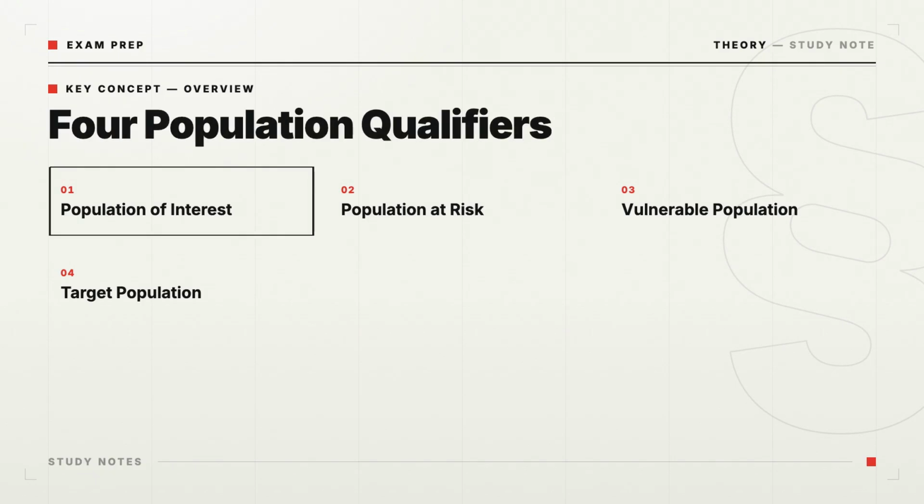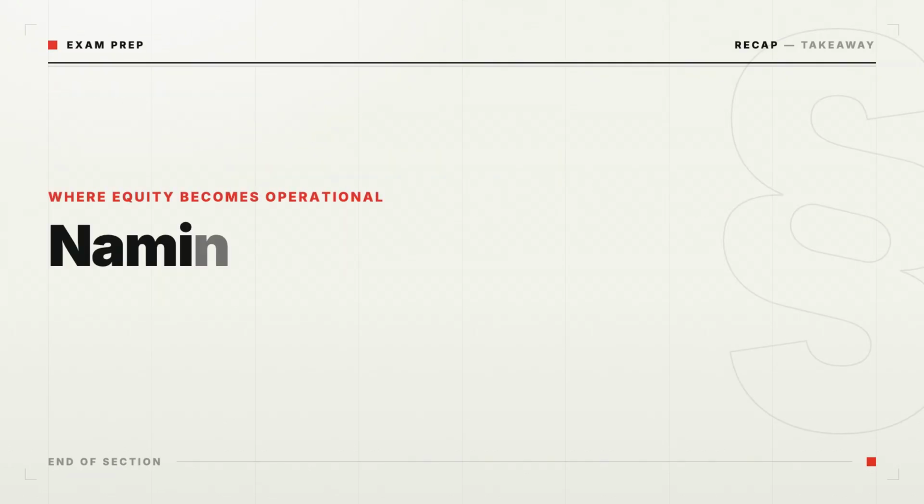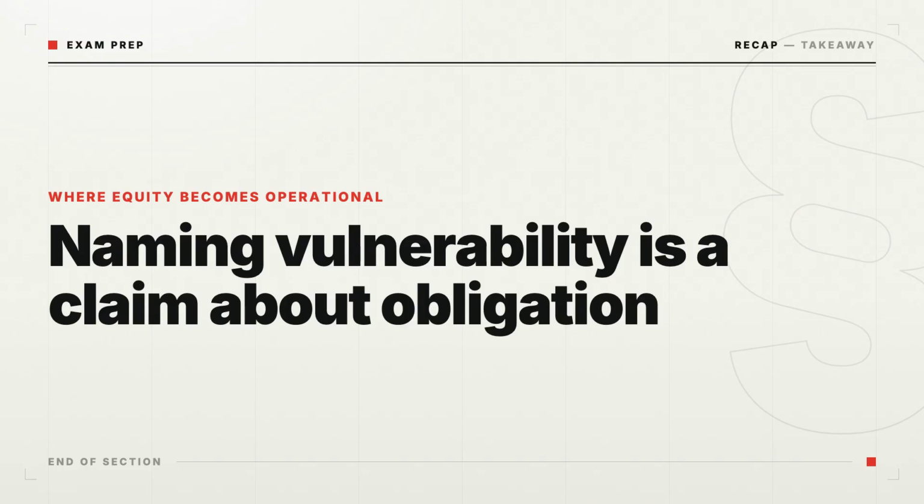4 terms ask 4 different questions. Population of interest and population at risk both ask about health status. Vulnerable population asks about social position. Target population asks a completely different question. Who was selected to receive the intervention? One group can carry more than one label at once. Calling a group vulnerable isn't a judgment on its members. It's a claim about the conditions surrounding them and an argument that those conditions create an obligation. That's the reasoning that turns an ethical commitment into a budget line.